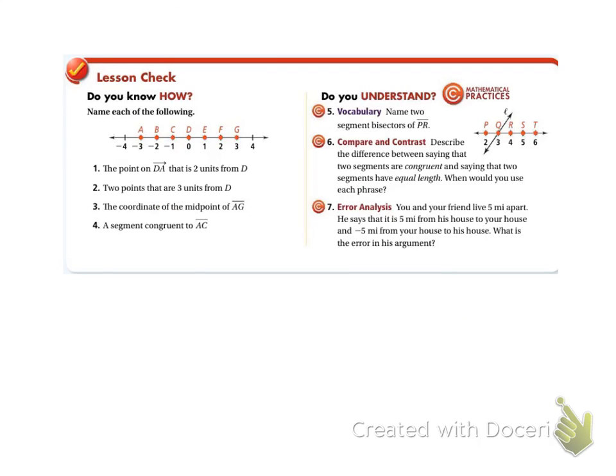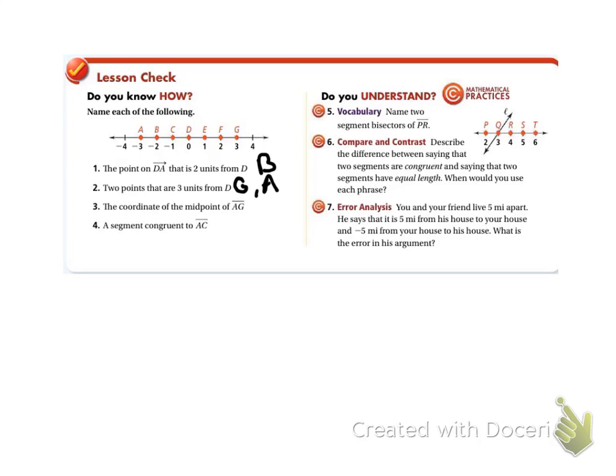Okay, our lesson check. The point on ray DA, remember DA means that it starts at D and goes towards A. It's on that ray. The point on DA that is 2 units from D, so 1, 2, that's B. 2 points that are 3 units from D. If I count 3 to the right, 1, 2, 3, I get G. And if I start at D and count 3 to the left, 1, 2, 3, I get A.